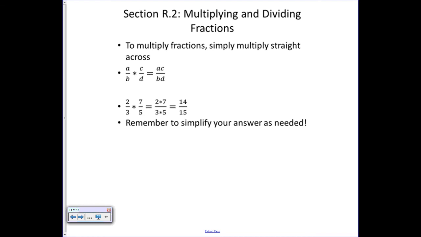So in addition to being able to simplify fractions and write equivalent fractions, we also need to know how to multiply and divide fractions. So to multiply fractions, you simply just want to multiply straight across. So if we have a over b times c over d, we're going to wind up with a times c over b times d. Or 2 over 3 times 7 over 5. That's just 2 times 7 over 3 times 5. Remember to always simplify your answer if you need to.